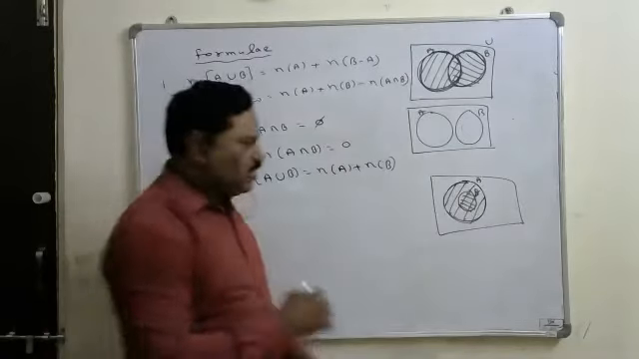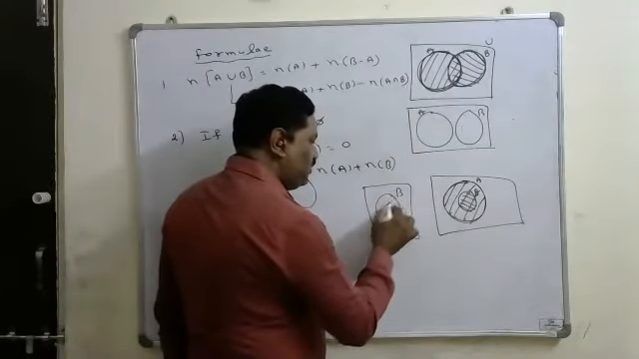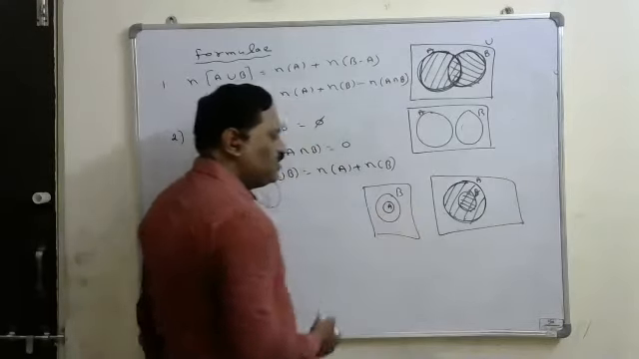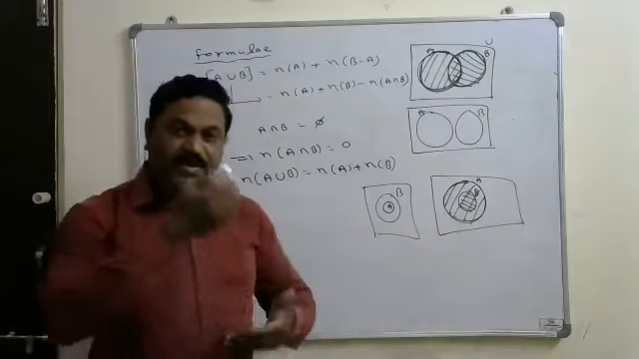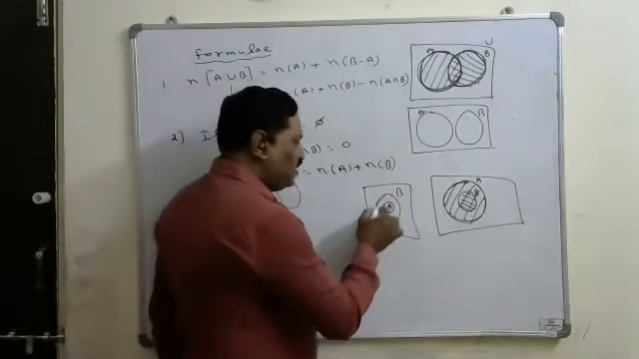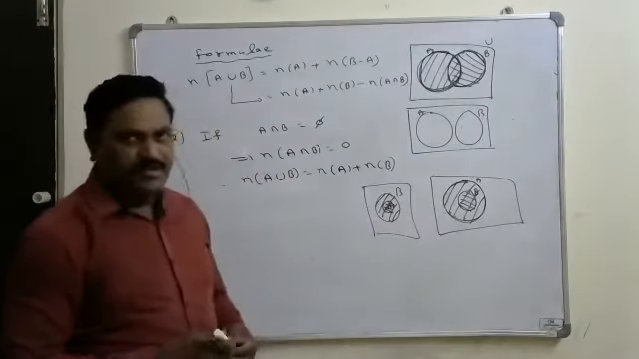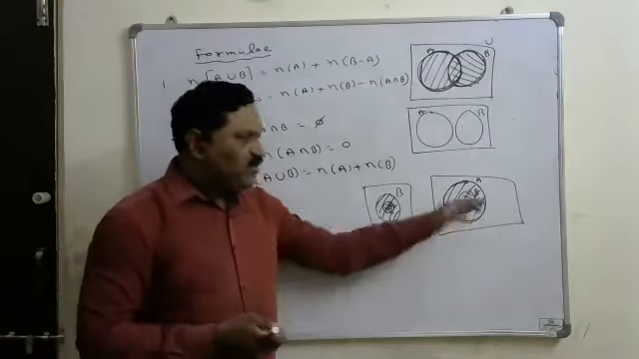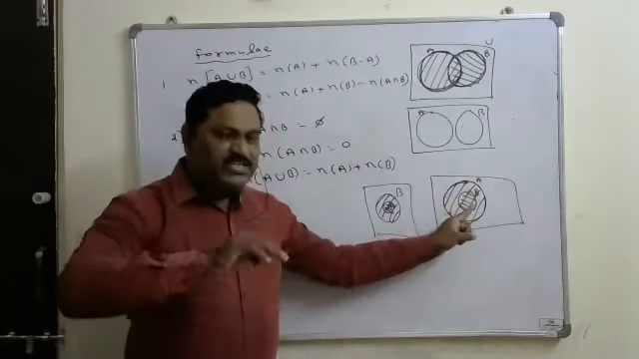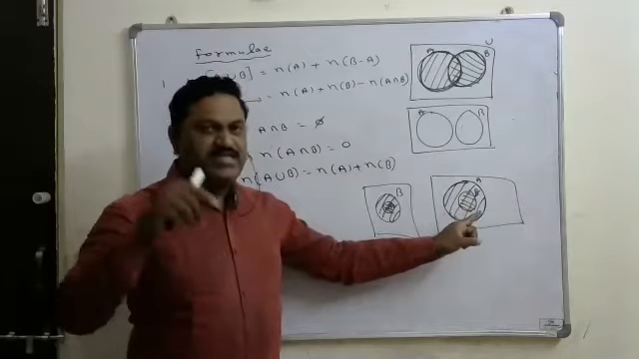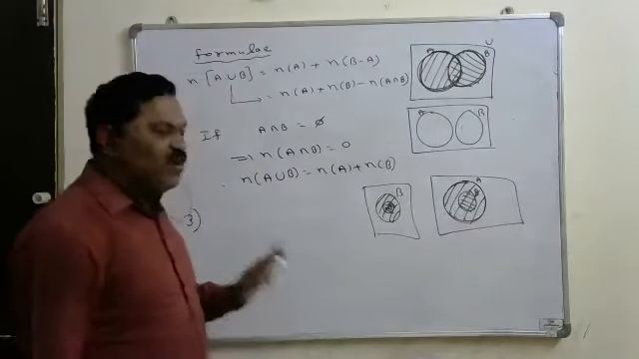Suppose this is B and this is A, and A lies completely inside of B. Then tell me what is A union B? B. Meaning if one is a subset of the other, then out of these two, which is the bigger set? That is the A union B. That's why that will be the minimum value of n of A union B.